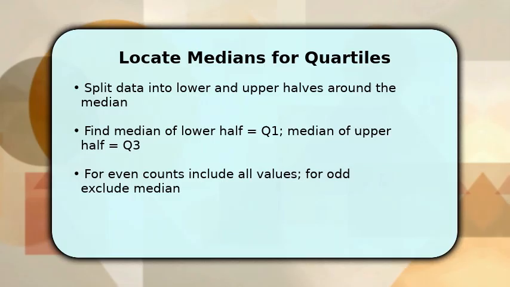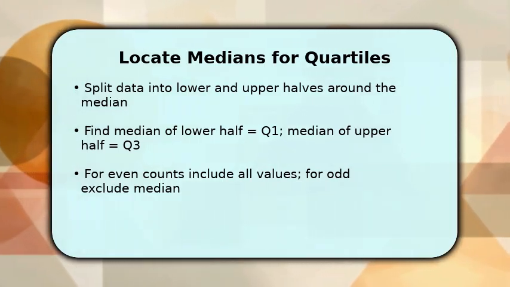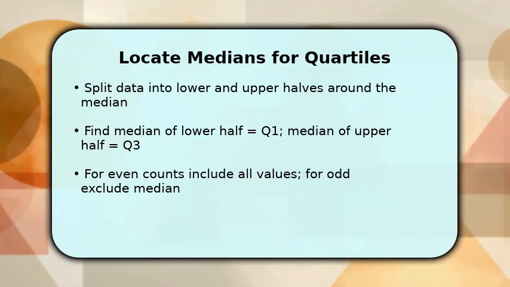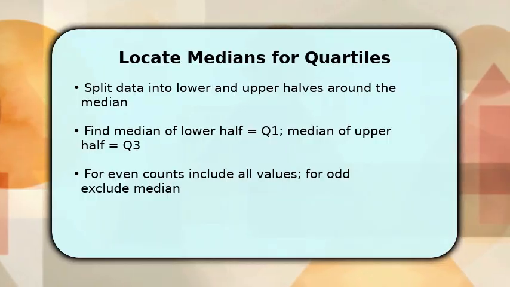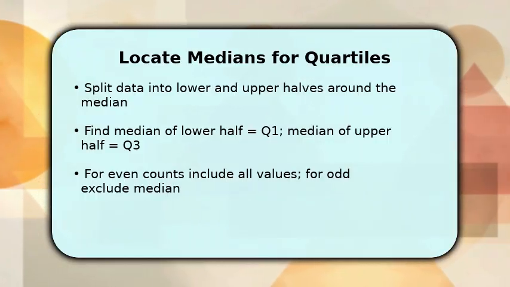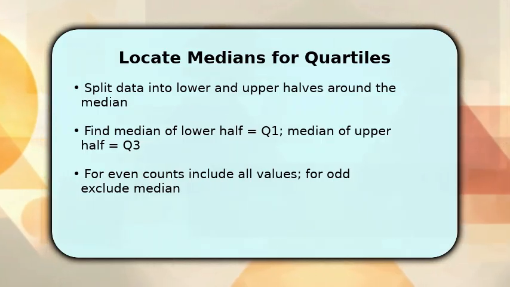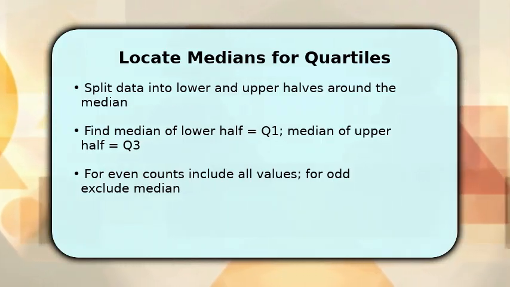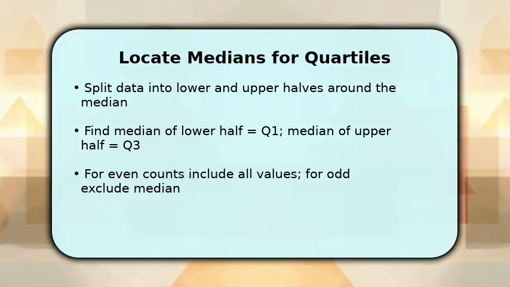Then compute the median of the lower half to get Q1 and the median of the upper half to get Q3. Once done, if n was odd, exclude the overall median from both halves. If n was even, both halves include the center values. These steps ensure Q1 and Q3 correctly reflect the dataset's 25th and 75th percentiles, preserving symmetry in skewed data.